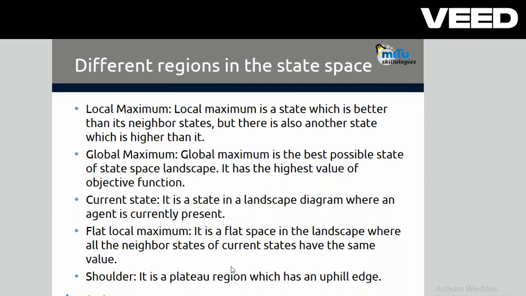So the different regions in the state space are as follows. Local max is a state which is better than the neighbor states, but there is also another state which is higher than it. Global max is the best possible state of the state space landscape. It has the highest value of the objective function. Current state is nothing but the current present location of the agent, and flat local max is a landscape where the neighbor states of the current state have the same values. And shoulder is a plateau region which has an uphill edge.